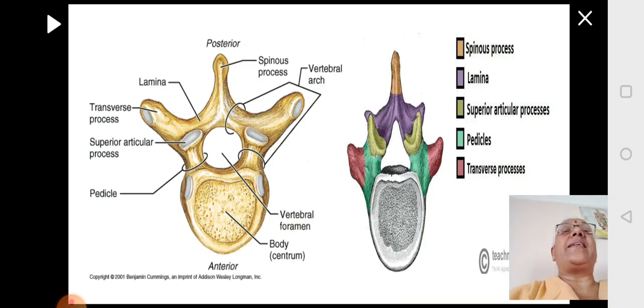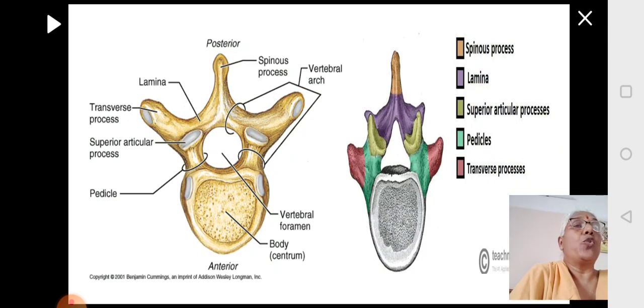So the lamina is connecting the spinous process to the transverse process. The pedicle is connecting the transverse process to the body or centrum of the vertebra, and in between the body and the posterior spinous process is the vertebral arch, and inside the vertebral arch is the vertebral foramen or the vertebral canal through which the spinal cord will pass.